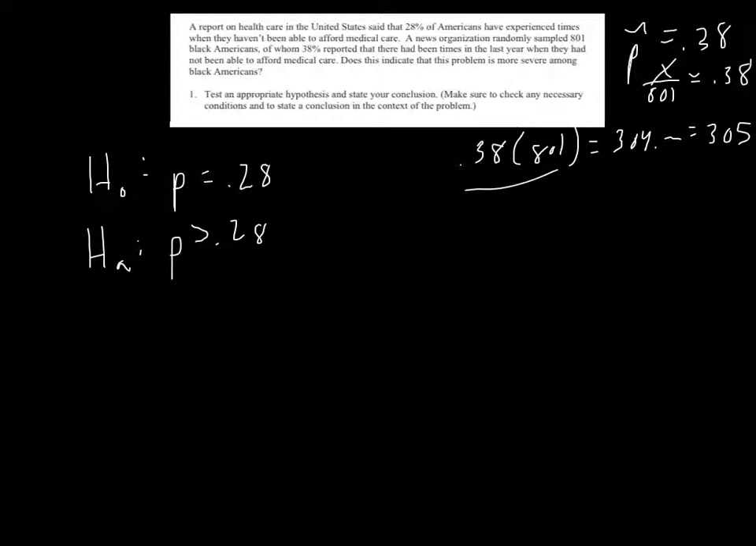After you multiply 0.38 times the 801, you get 304 and change. But remember, this is a number of people, so the authors had rounded off to 305. And if you divide 305 by 801, you're going to get a decimal approximation of 38%. So that's where the p-hat came from. It's handy to know that when we go for the calculator help here.